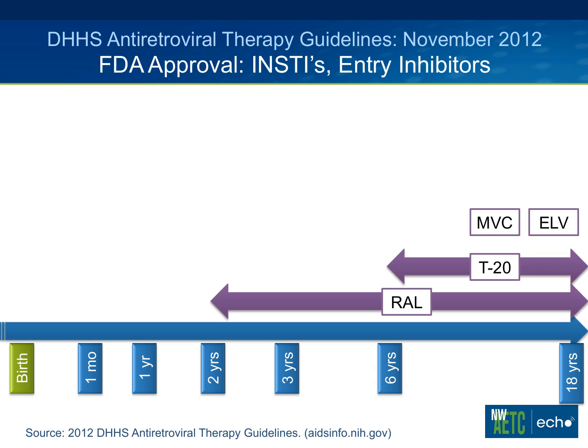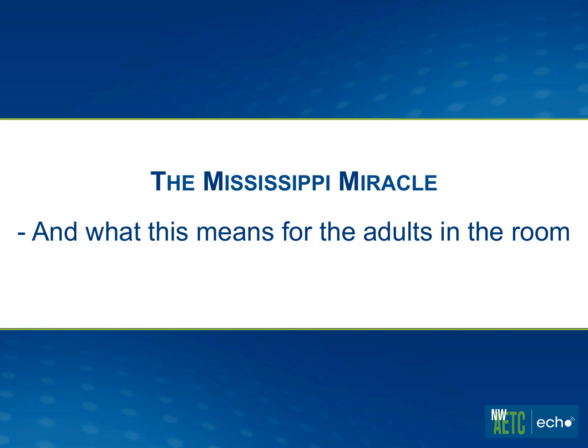Finally, when we move into the sort of other classes of drugs, not a lot of experience here at all, especially because they're very new drugs. Although raltegravir does have FDA approval down to 2 years, again used in some salvage situations. T20 approved down to 6 years, not really used all that often at all. And maraviroc and elvitegravir really not studied adequately at all in children.